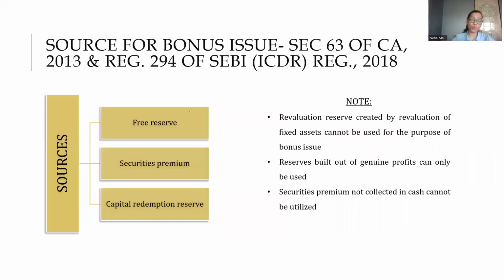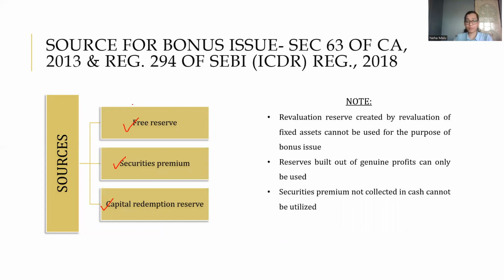Next, the various sources from which the company can go for a bonus issue are capital redemption reserve, securities premium, and reserves and surplus. It is to be noted that the utilization should be in the same hierarchy as I mentioned. Since capital redemption reserve and securities premium are specific reserves, while going for a bonus issue the company first needs to utilize its specific reserves, and post that it can go for the general reserve. Therefore, first CRR is to be used for the purpose of bonus, next securities premium, and then free reserves.